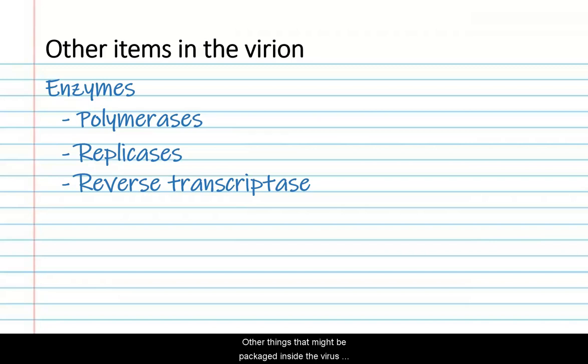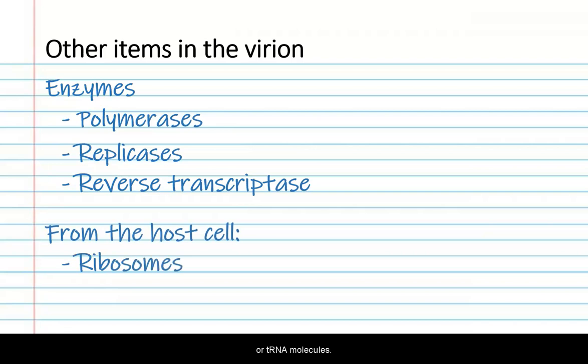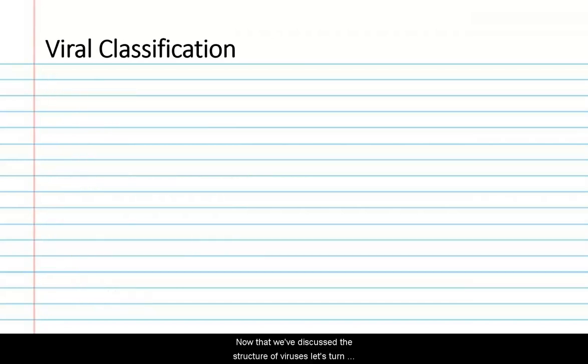Other things that might be packaged inside the virus may be host ribosomes or tRNA molecules. Again, these things can be used to increase the efficiency of viral replication within the next host cell. Now that we've discussed the structure of viruses, let's turn our attention to viral classification.